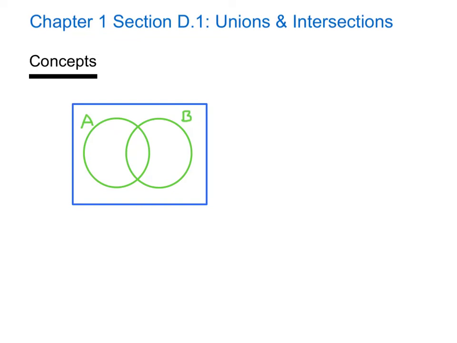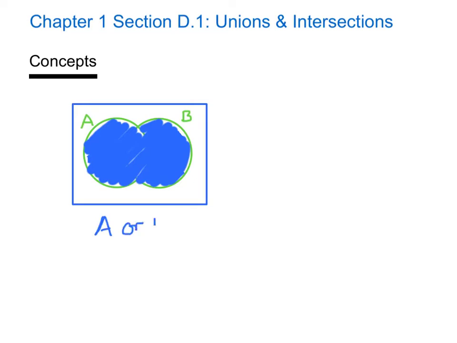In this video, we'll be looking at Chapter 1, Section D.1 on unions and intersections. Let's take a look at a blank Venn diagram that has two overlapping sets, set A and set B. Now if I take a thick pencil and I shade in all the elements of A, and then I shade in all the elements of B, what I've done is I've shaded all the elements of A or B.